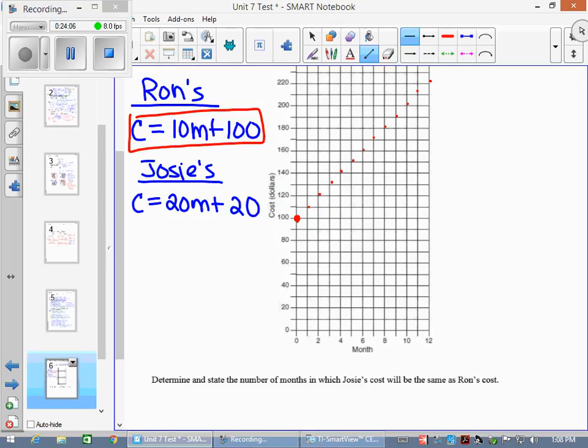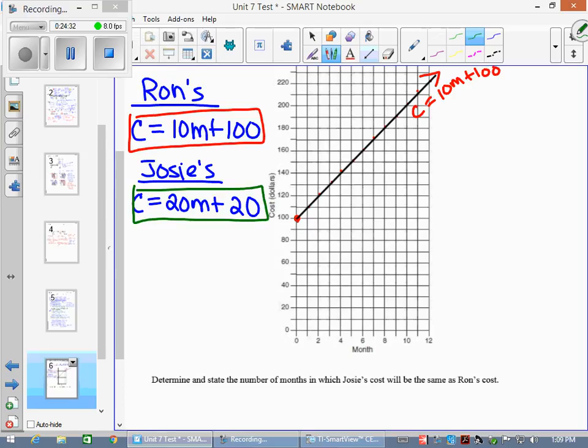Using the smartboard, just give me a second. I'll make sure it's straight. And I'm going to label this. I can either label this with the equation, or you could have labeled this by simply writing Ron. Now I'm going to plot Josie's rental company. So for Josie's, we have a y-intercept of 20. So I'm starting here. My slope is 20 over 1. So I need to go up 2 boxes over 1 box. So up 2 over 1. Then plot as many points that will fit on your grid. I can now see their intersection point.